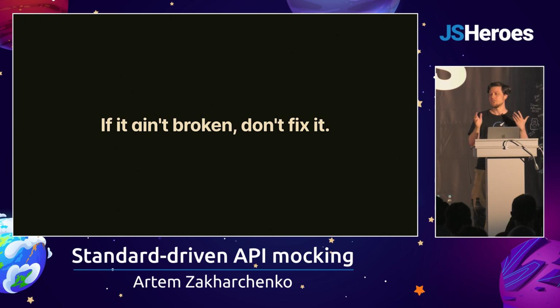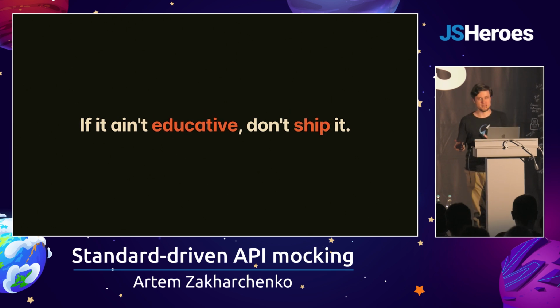And the thing is, this API has been working without problems for years, for 5 years. And it helped people achieve their goals. It helped them describe the network and test better. And you may say, well, if it's not broken, then why bother? Just don't touch it. I don't agree. Actually, I think in the open source world, at least, there is a much better rule to follow. If it's not educative, don't ship it.